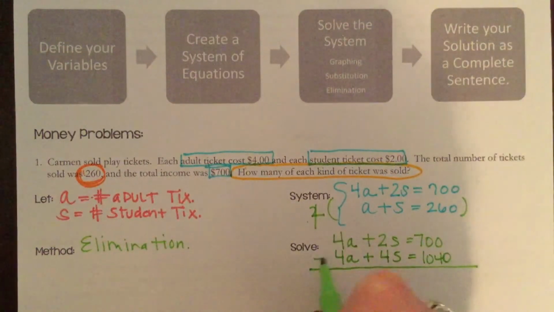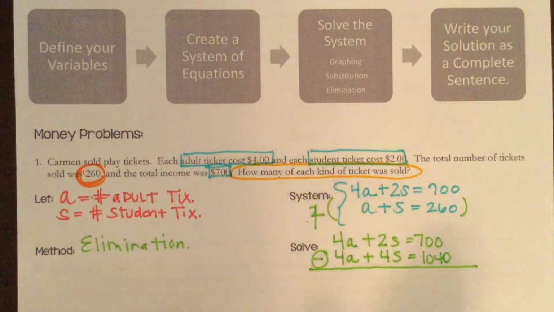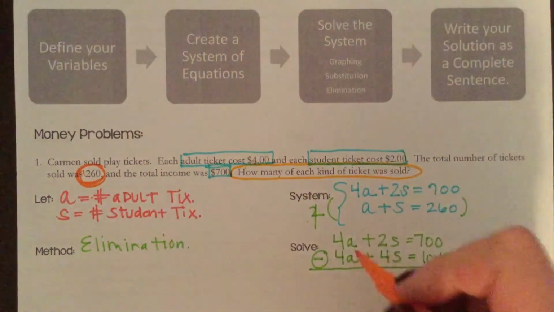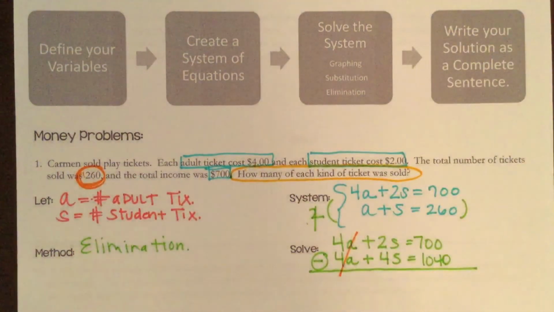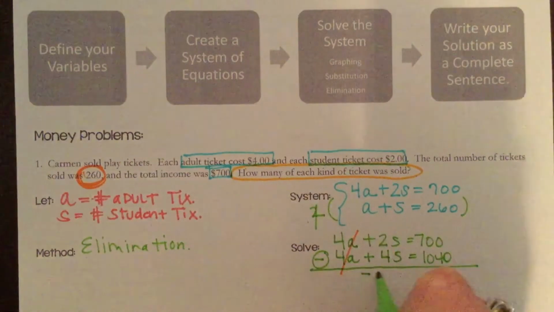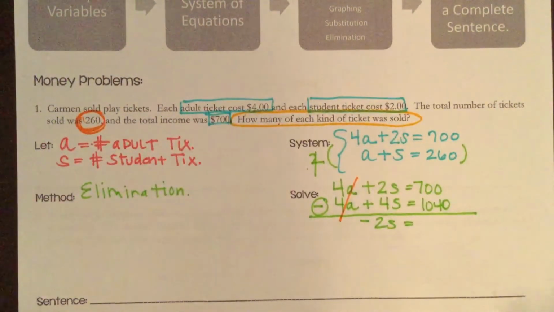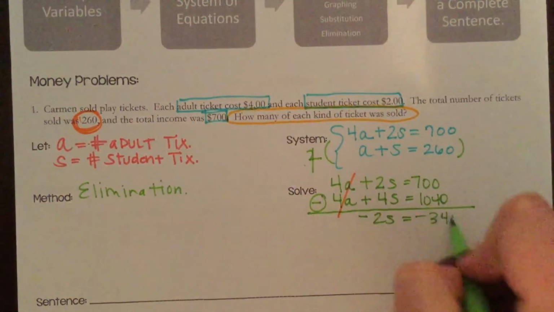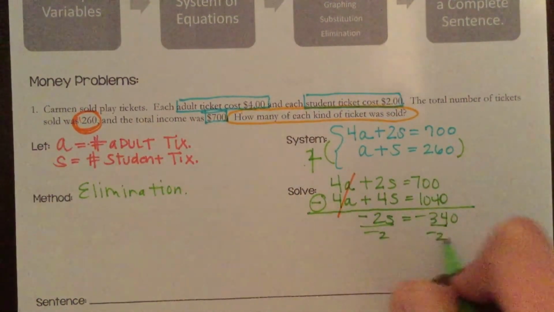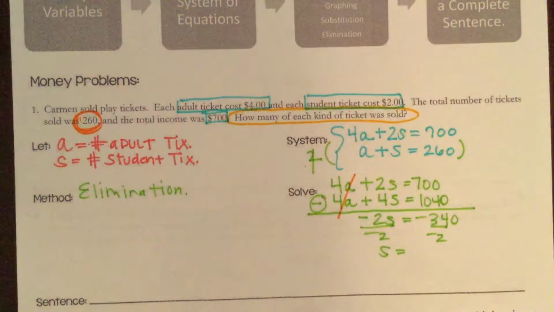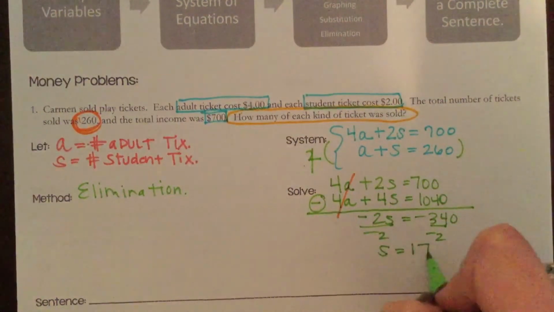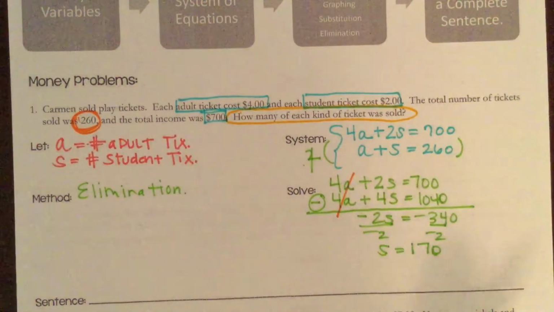In order for these to eliminate, I'm going to need to subtract the 2 equations. 4A minus 4A cancels out. 2S minus 4S gives me negative 2S. And then 700 minus 1040 gives me negative 340. Divide both sides by negative 2, and we figure out that the number of student tickets sold were 170.